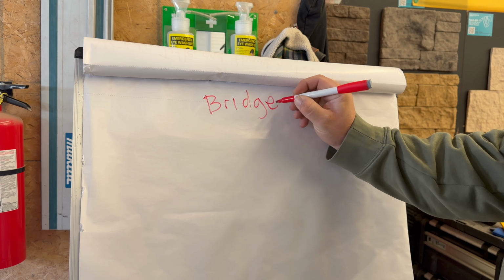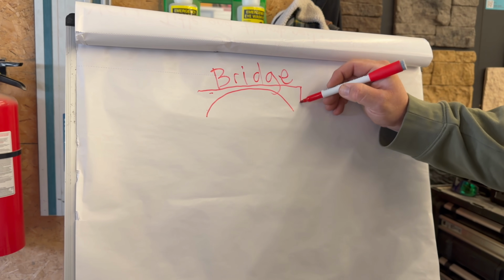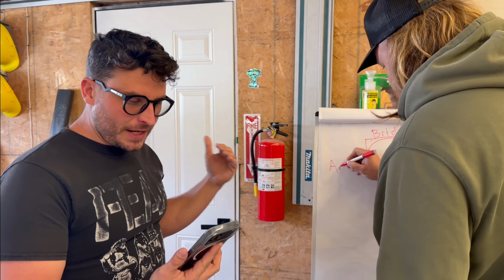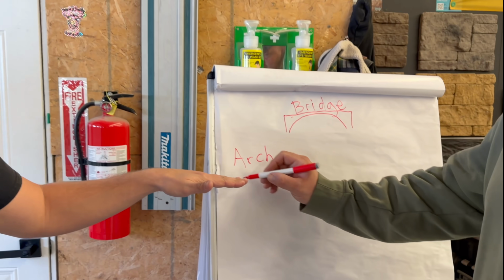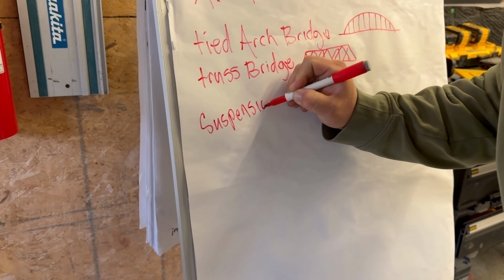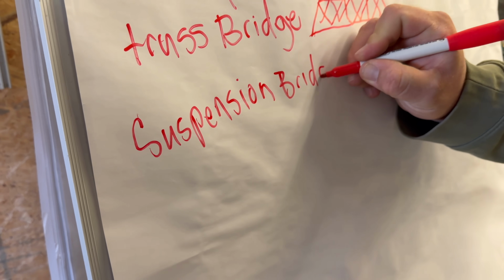Think we got it? Is that right? I think that's right. That's your typical bridge. I think that's an arch bridge. That is an arch bridge, and that's the first kind of bridge I was going to say that we can make. There's also tied arch bridges. There's a trussed bridge, but I don't know if I trust it. Then we got a suspension bridge, which is like the San Francisco Bridge or the George Washington Bridge.